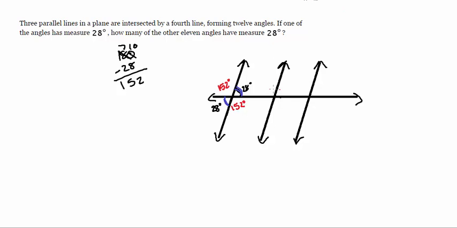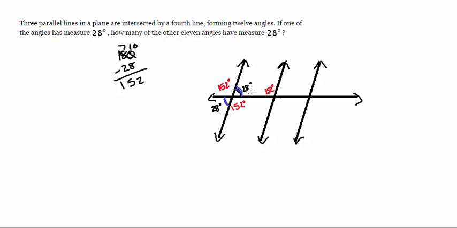So now let's jump over to these 4 angles here. What do we know? One thing we know is that same side interior angles add up to equal 180. So in that case, you would have this angle here and this angle here. Those are going to add up to equal 180. So that means that this is also going to be 152 degrees.